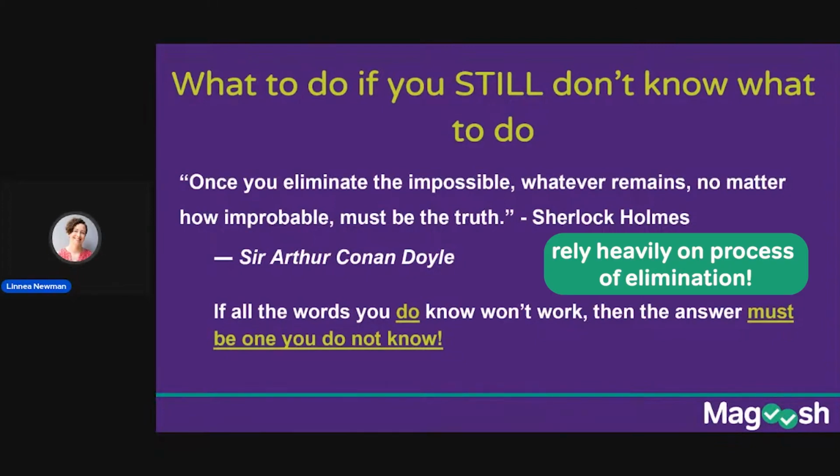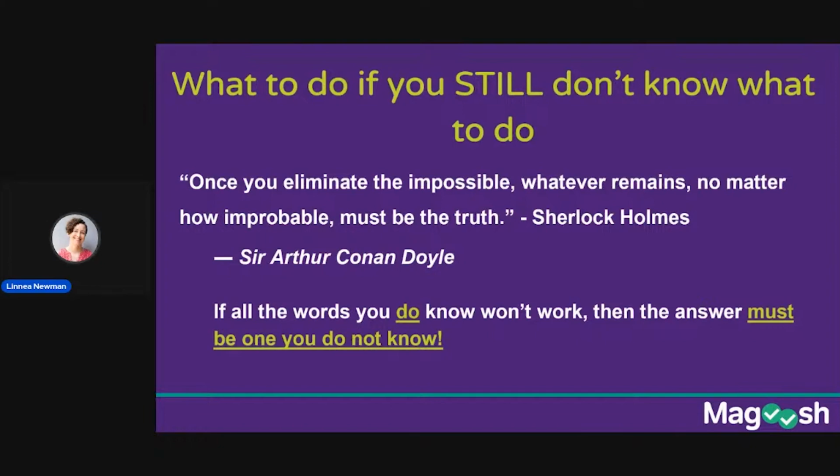Rely heavily on process of elimination. This can be super scary, but remember that the GRE is about precision and logic. So there has to be a correct answer that fits, and it doesn't necessarily matter how you get to that correct answer. If you know it, that's awesome. If you don't, you might still be able to get it by using process of elimination.